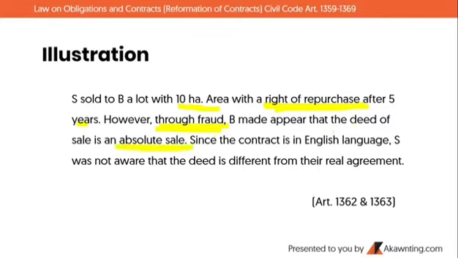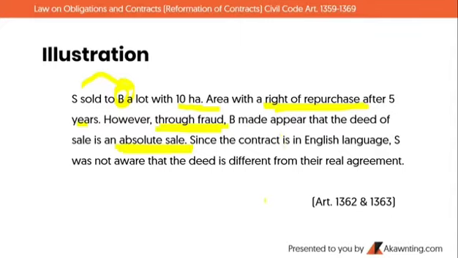Pag sinabi nating absolute sale, ano yan, magiging pagmamay-ari ni B yung land na yan unconditionally, ibig sabihin, wala nang chance para mabalik yun kay S. Kasi pag absolute sale, magiging absolute owner si B. Okay, therefore, pag sinabi nating absolute sale, walang right of repurchase. Okay, so since the contract is in English language, S was not aware that the deed is different from their real agreement. So ayun nga, through fraud of B, hindi nag-confirm yung deed of sale natin to the real intention of the parties.